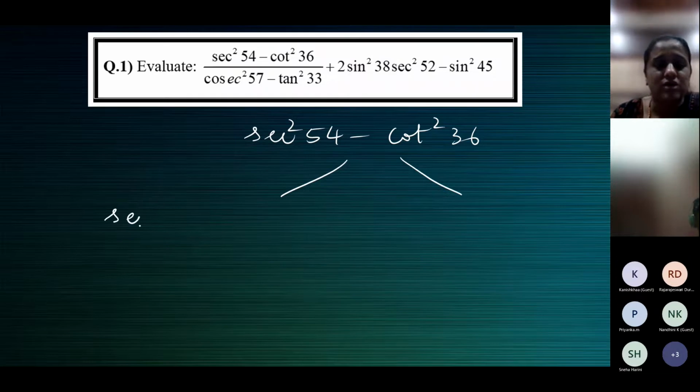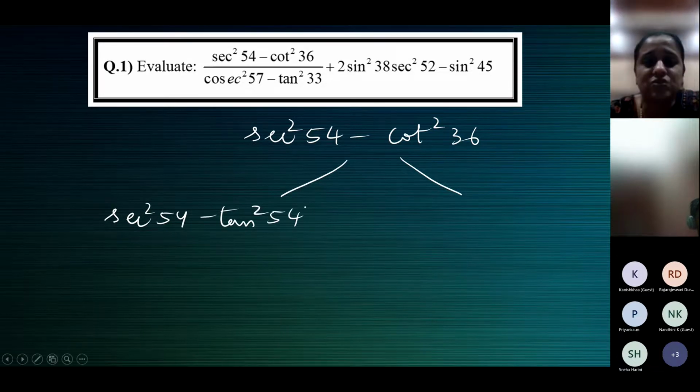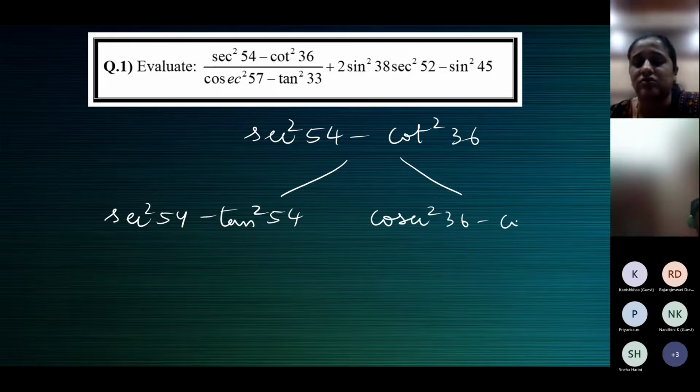So what is it here? Secant square 54. So that means I should get tan square 54. Then only I can write it as 1. Secant square theta minus tan square theta is 1, which means secant square 54 minus tan square 54 will be 1. Or here we have cot square 36, so you want it to be cosecant square 36 minus cot square 36, so that you can make it 1. Cosecant square 36 minus cot square 36 is 1. Now tell me if I'm clear.